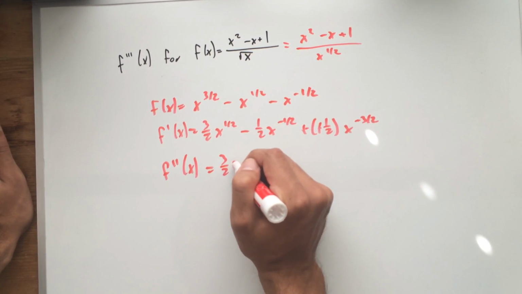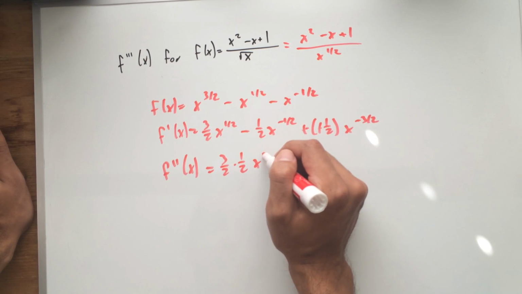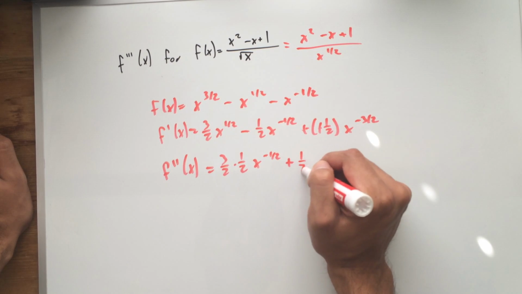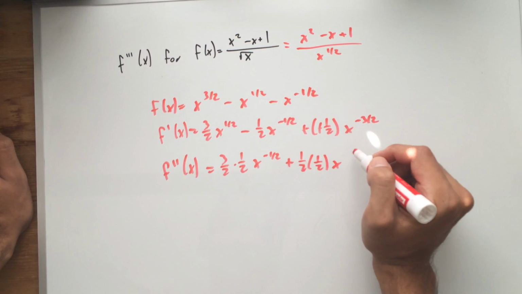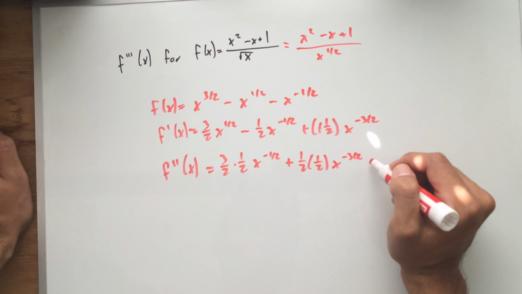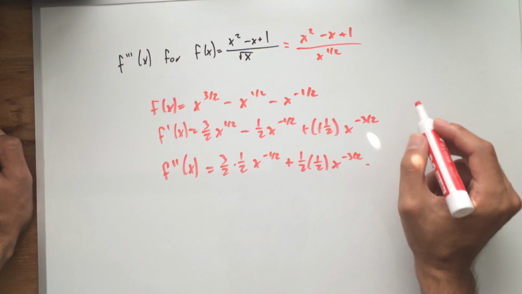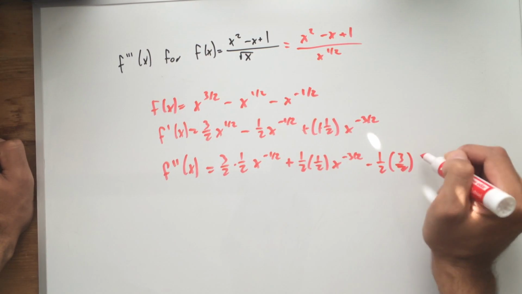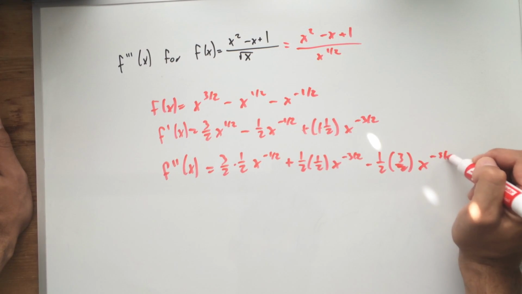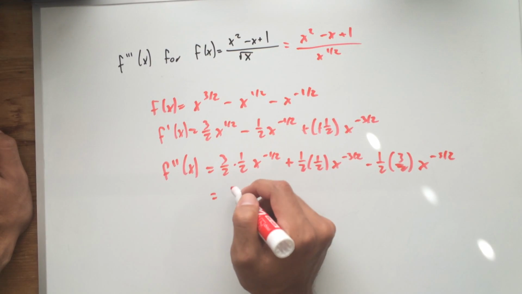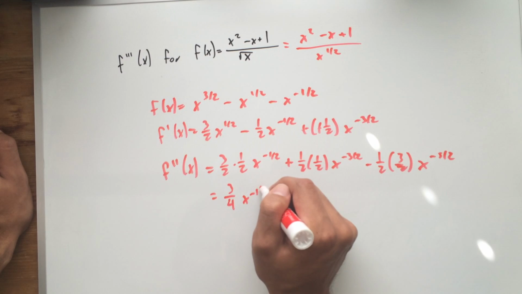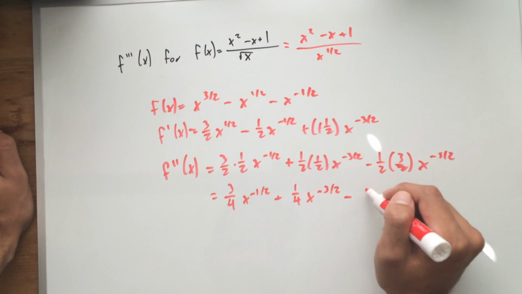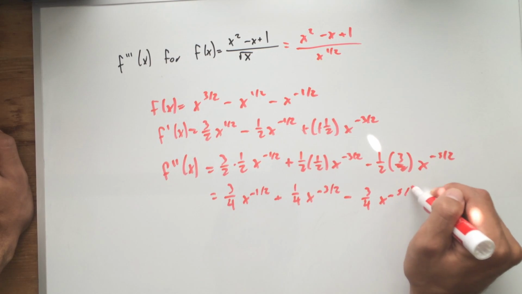So you have 3/2 times 1/2 x, and then 1/2 minus 1 is negative 1/2. And then here we have negative 1/2 times negative 1/2, which will be positive, so 1/2 times 1/2, and negative 1/2 minus 1 is negative 3/2. And then we have positive 1/2 times the negative 3/2, so it will be negative 1/2 times 3/2, and then we have x to the negative 5/2. And we can simplify this, so we have 3/4 x to the negative 1/2 plus 1/4 x to the negative 3/2 minus 3/4 x to the negative 5/2.